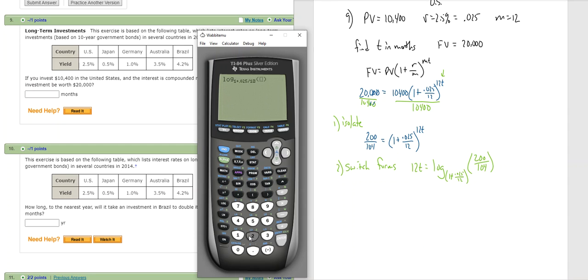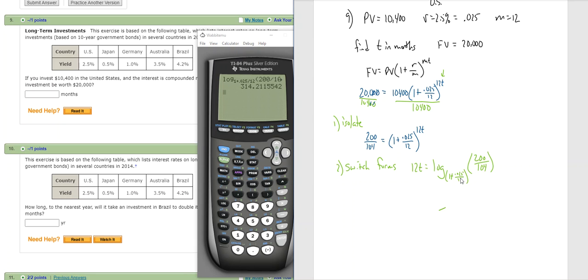Don't forget the divided by 12. And in here we have 200 divided by 104. Let's close that parenthesis. And we'll get, oh, whoops, a little swipe there. We'll get 12t equals 314.2115542.